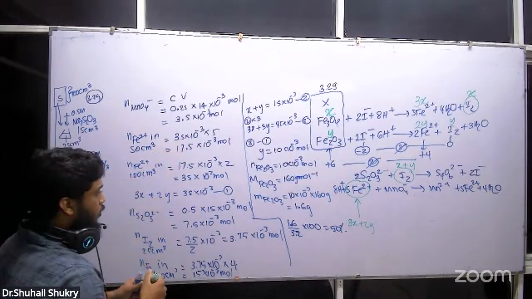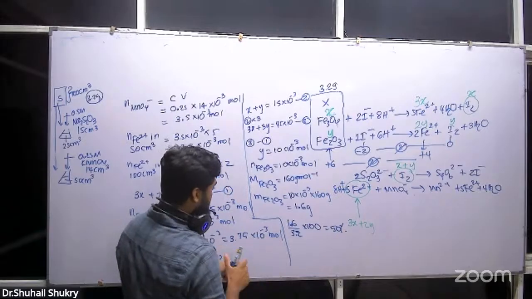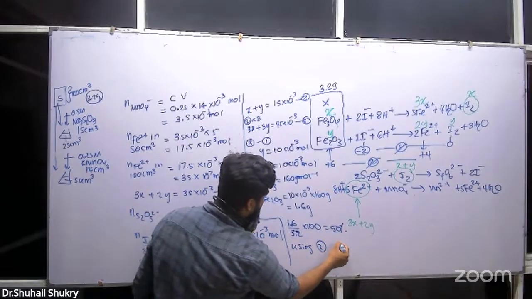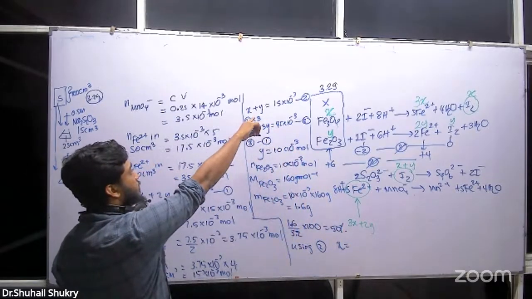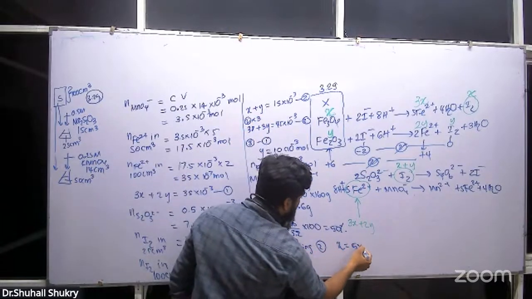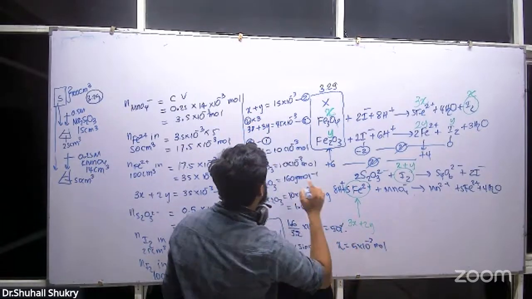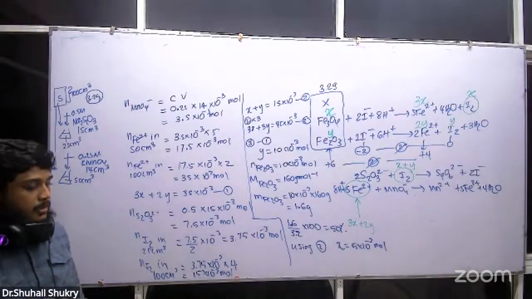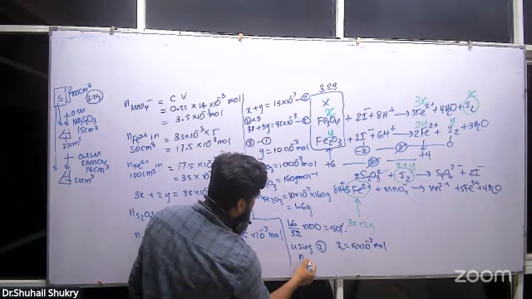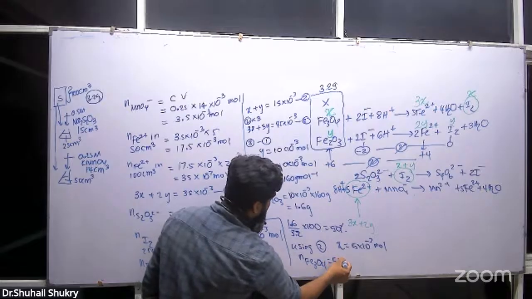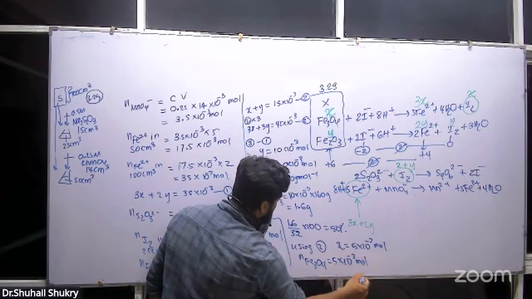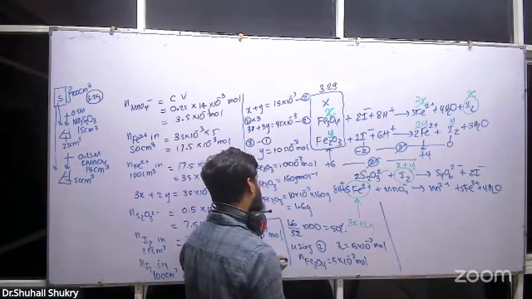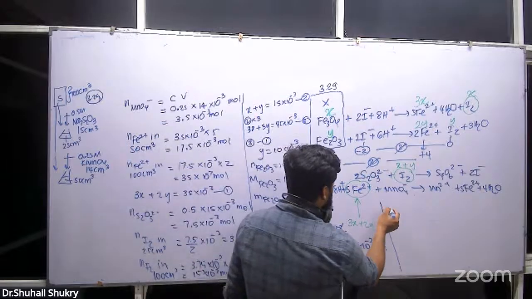X plus y is 15 into 10 to the power minus 3. Using 2, I can write directly, and then x equals y, 5 into 10 to the power minus 3 mole I can get. Right? Y is that one, so X is this. That means n of Fe3O4 will be how much, son? 5 into 10 to the power minus 3 moles. If Fe3O4 is 5 into 10 to the power minus 3 moles, you can find capital M of Fe3O4.